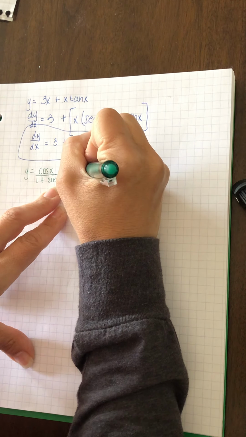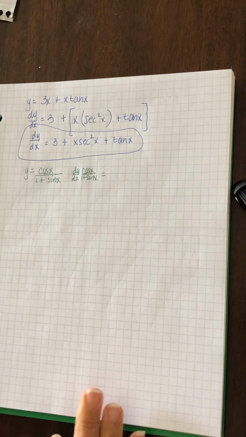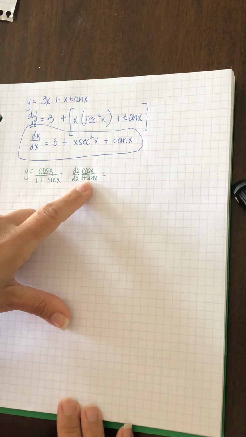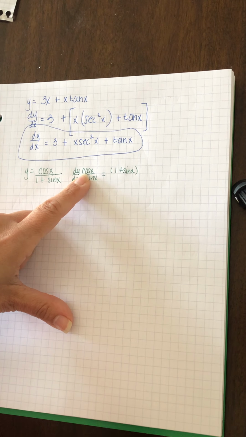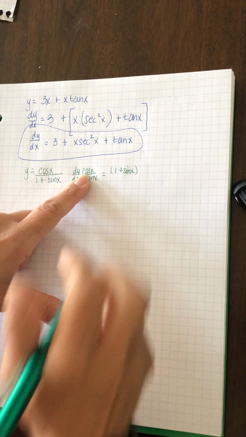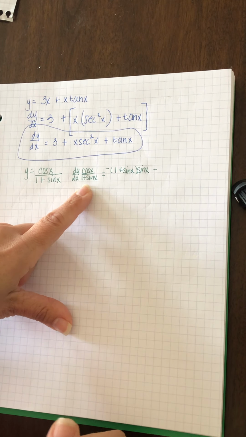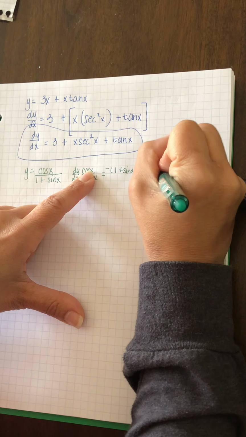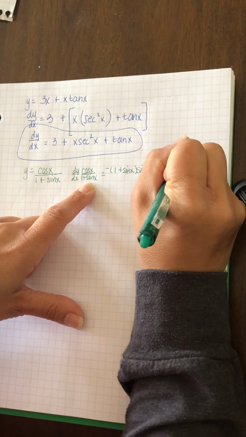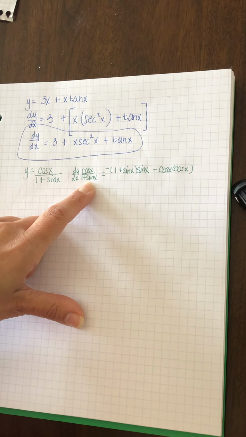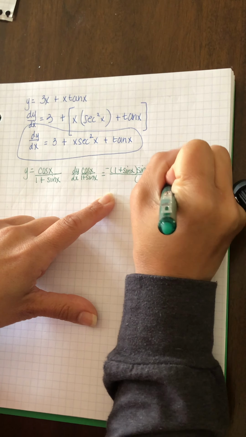So the derivative of this function, I should have just erased it there. It would have been a lot nicer. Okay, so the denominator, 1 plus sine x, times the derivative of the numerator. And the derivative of the numerator is negative sine x. So I'm going to put the negative in front. Minus the denominator. Sorry, the numerator. I almost messed that one up. The numerator times the derivative of the denominator, which is cosine x. And that's all over 1 plus sine x quantity squared.